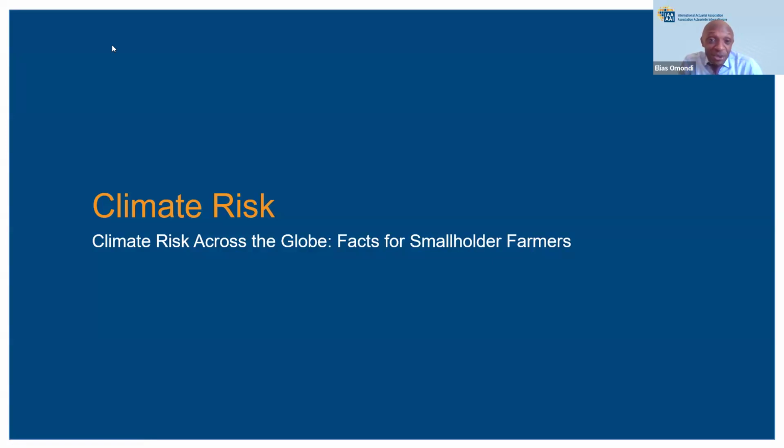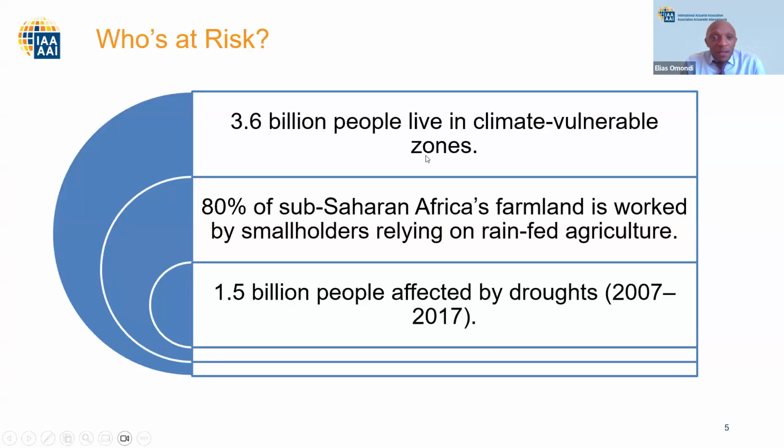Let's get to it. Let's jump into it. Climate risk has been a major issue, and there are a couple of facts that I want to put on the ground on some of the issues that smaller farmers are currently facing. If we can go to the next slide, you should be able to see who is basically at risk.